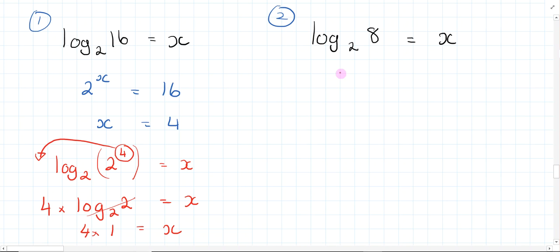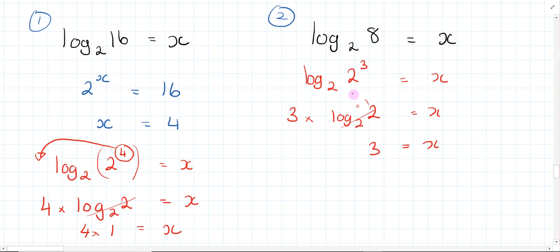If I asked you to do it this way for me, what would you say? Log to the base 2 of 2 to the 4, I mean 2 to the 3. 2 to the power of 3, so 3 times log to the base 2 of 2. So x equals 3, because that equals 1. Okay.